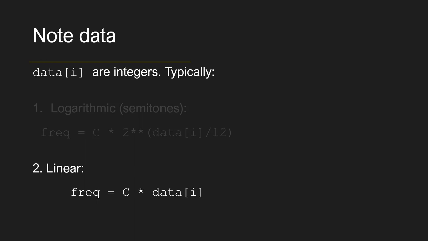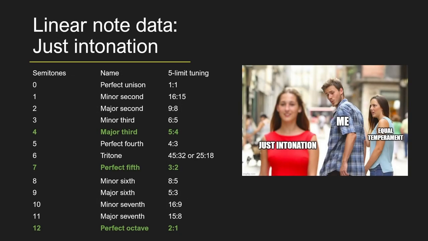When you are storing your notes linearly, that essentially means that all your frequencies will have whole number ratios between them. And actually, there's a name for this in music. It's called just intonation. So when you are storing your notes as integers, that just means that you are tuning all your notes according to just intonation.